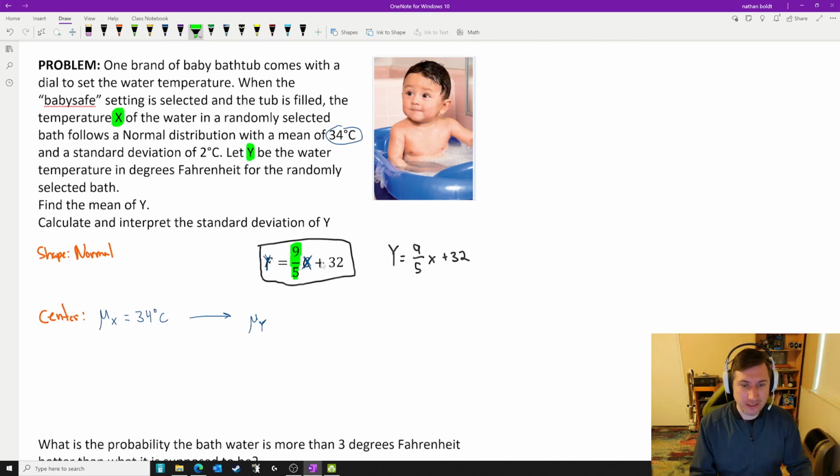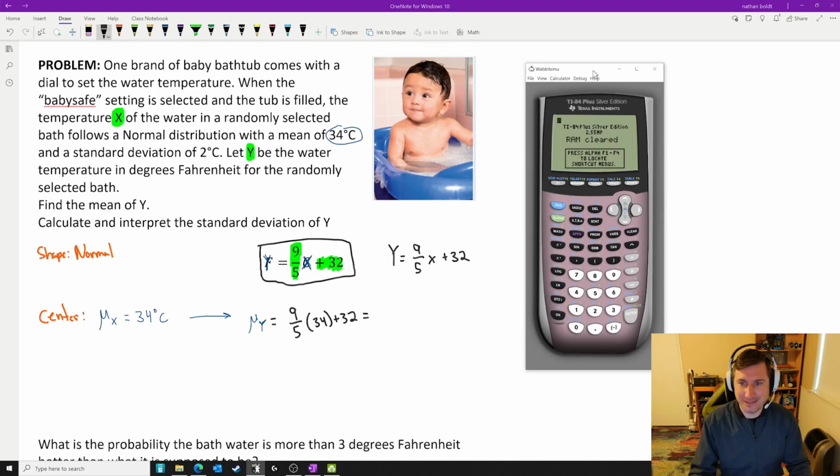What about addition? If I add 32, does that change the mean? Yes, it does. That also changes the mean. So I have to do both of these transformations to the mean. And all that means is you are plugging in 34. So we'll have 9/5 times 34 plus 32. We are just converting the 34 degrees Celsius into Fahrenheit. Nothing crazy there.